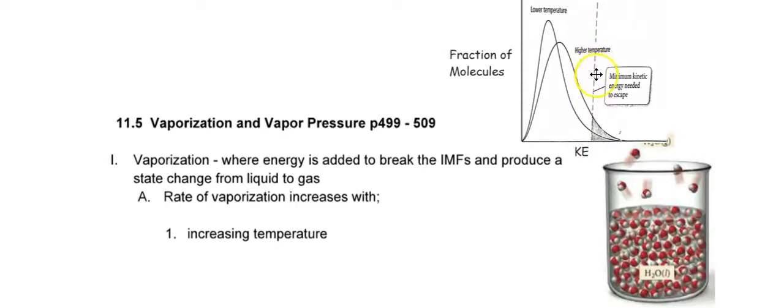So let's say this dotted line says here's the minimum kinetic energy needed to escape. If I have a low temperature, some are still escaping, like right here. But if you increase the temperature, what happens? Now you have more molecules with enough energy to bounce out of the beaker. That's an important visual of what's happening here. So this is what I wrote.